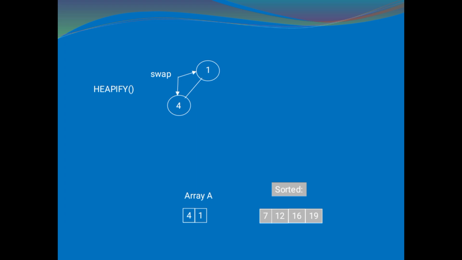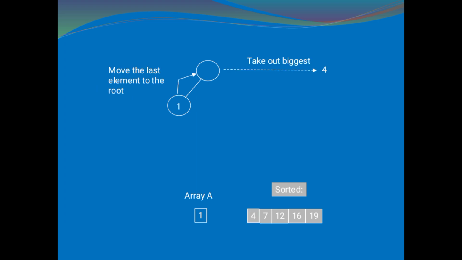That is, I check 4 with 1. 4 is bigger than 1. So since 4 is bigger than 1, it should be in the root node and 1 should be in the leaf node. So I swap them. After performing the swap, my tree becomes like this. Then 4 will be in the upper position and 1 will be in the leaf node.